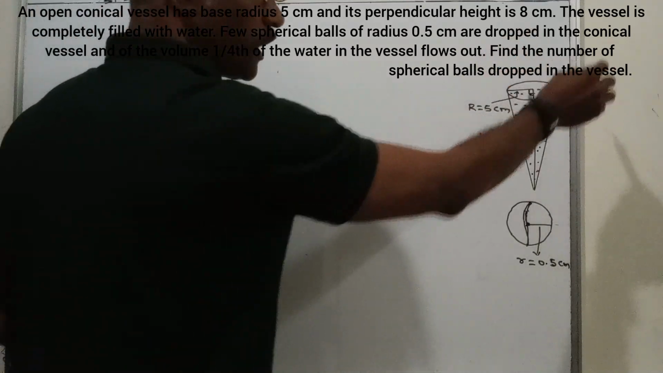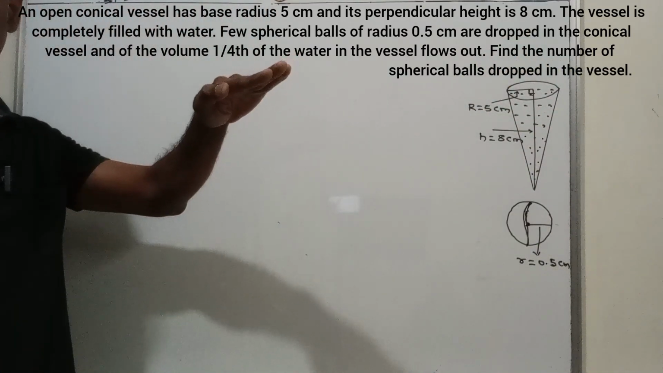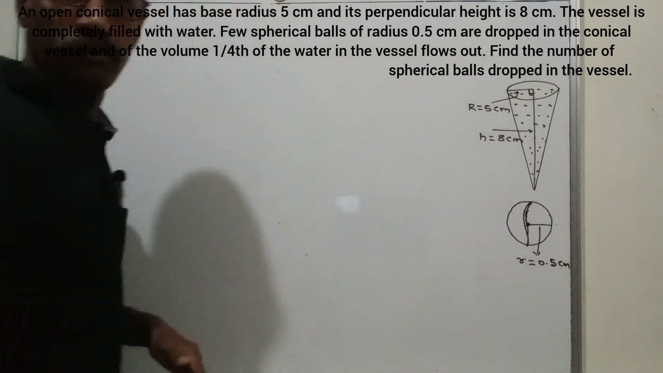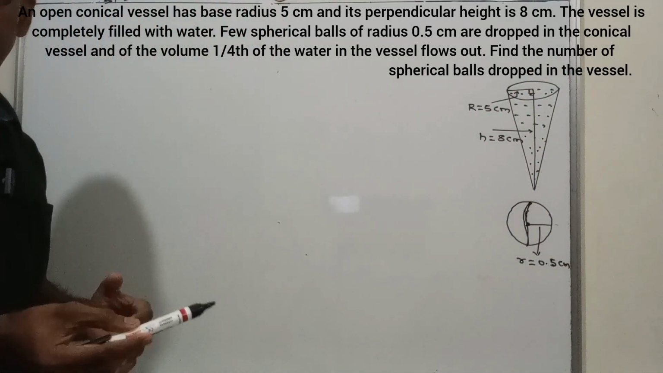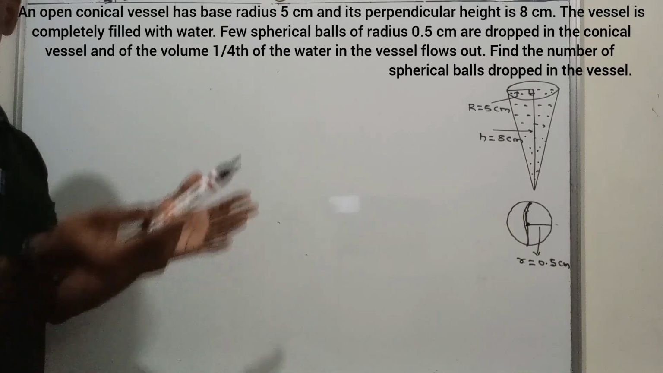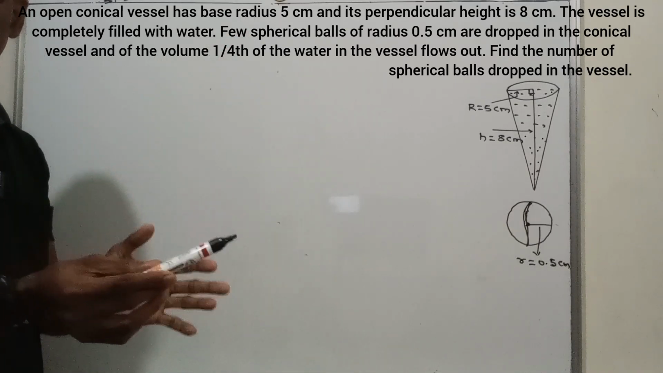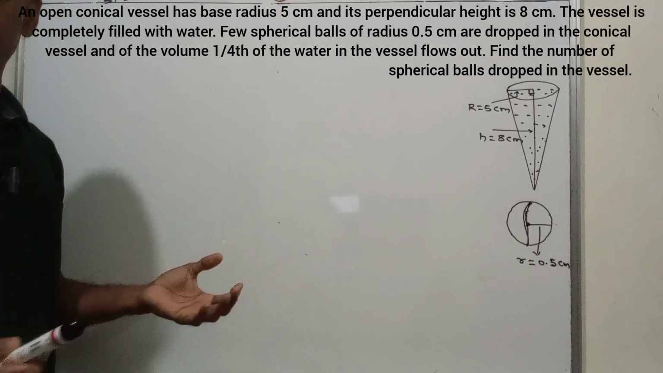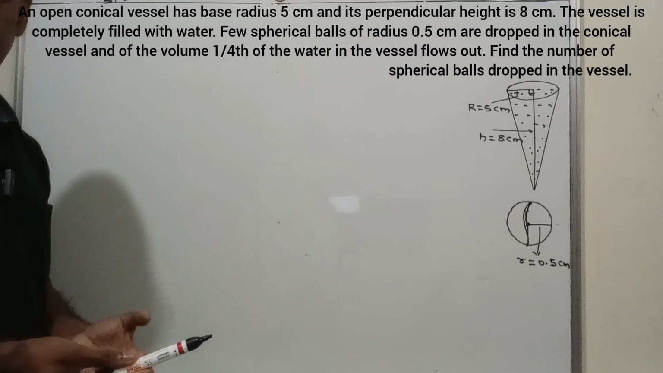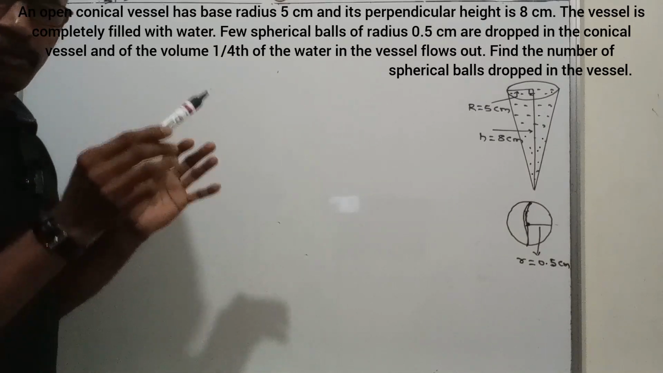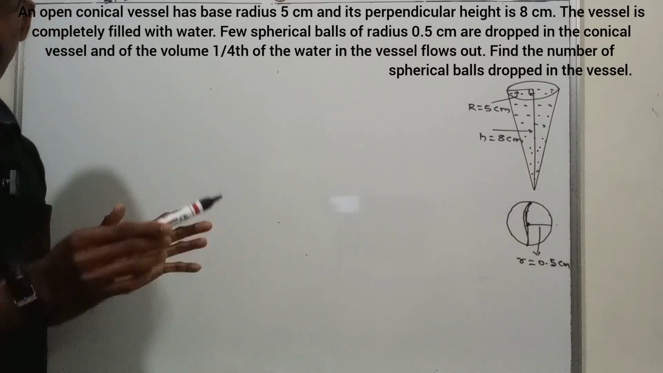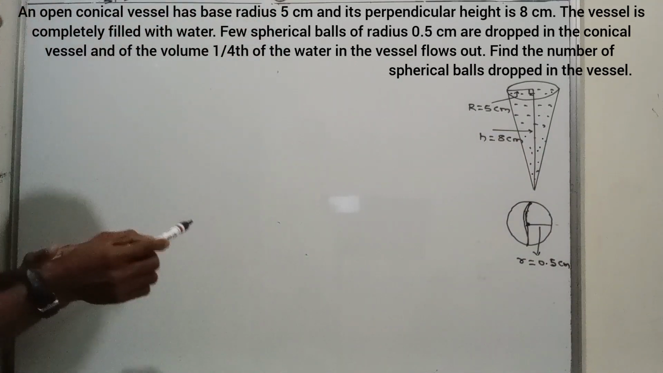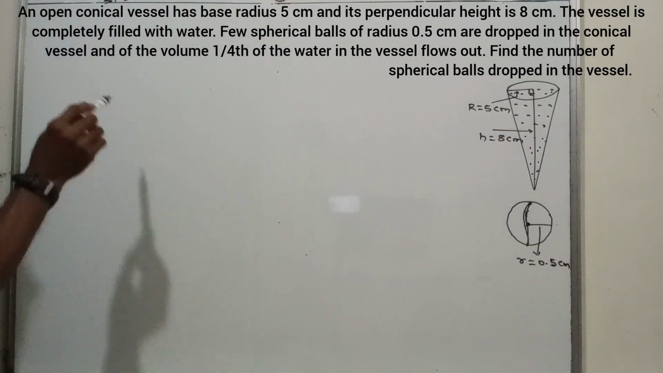When this is completely filled up to brim, and when we add some spherical balls, then 1/4 of volume of water comes out or flows out, or we say spills out. Did you get it? Therefore, question, find number of balls. I have written here everything. So we will find directly number of balls.